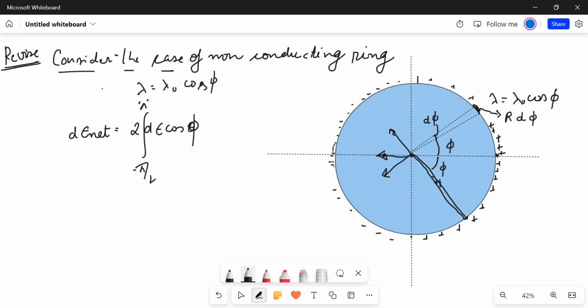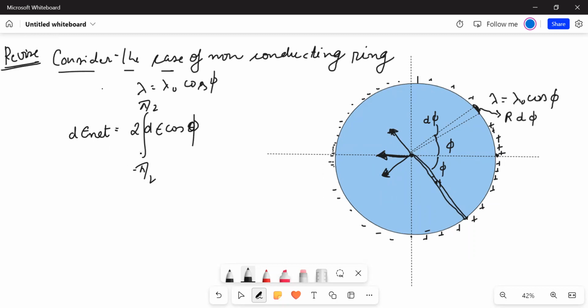Okay, from minus pi by 2 to pi by 2 and multiply by 2, because this particular half ring is giving the net contribution as dE cos phi. Since this is negatively charged, it will also attract a unit positive charge effectively in this direction only. If you do it using vector considerations, the same way I have done for the positive side of the ring, you can do it for the negative side of the ring. You will get that the net electric field will be in this direction only.